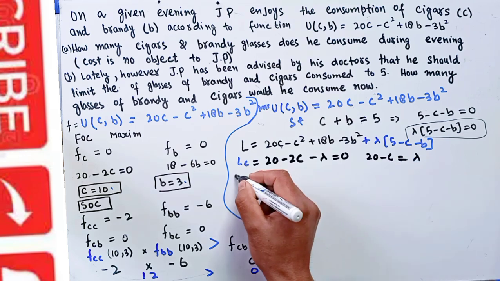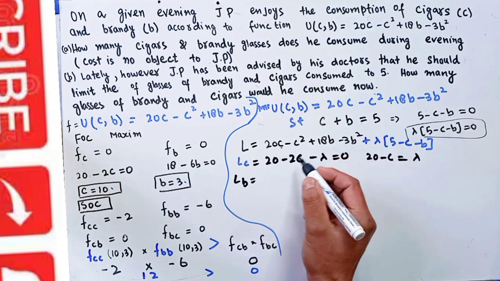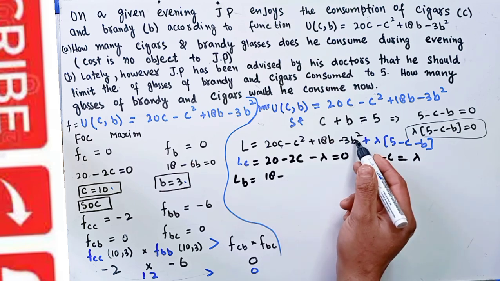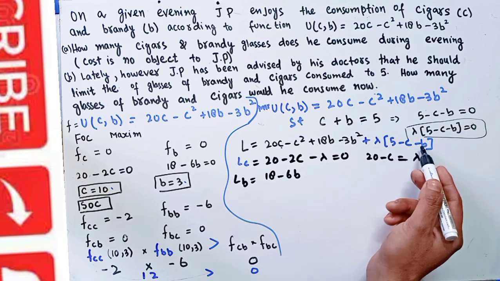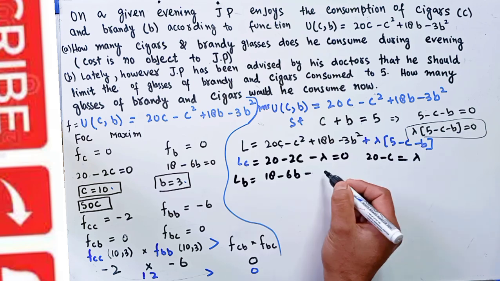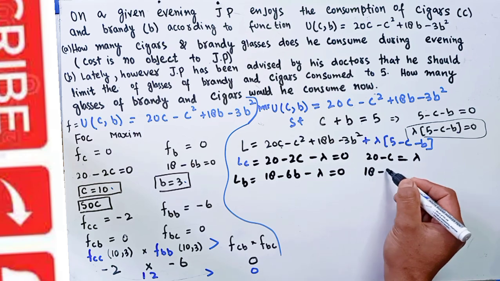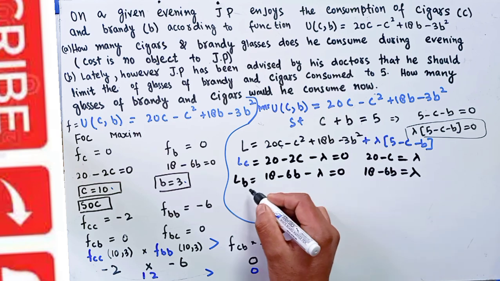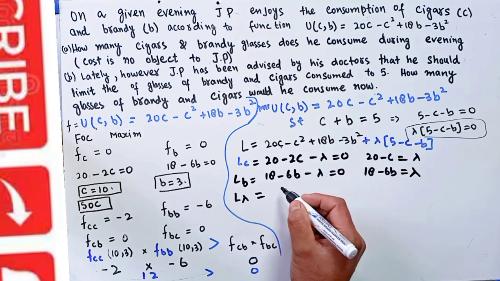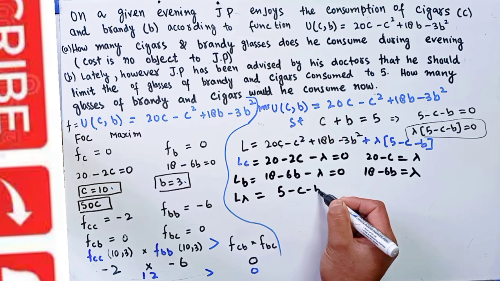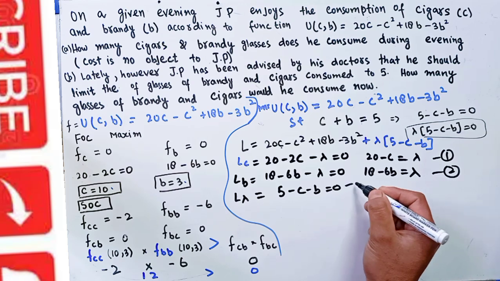Similarly, L subscript b, partially differentiating this function with respect to brandy, we have 18 minus the derivative of b squared, which is twice b, so 2 into 3 is 6b. Then we have minus the derivative of b, which is 1, so we'll be left with minus lambda, and we set it equal to 0. Solving again, we get 18 minus 6b is equal to lambda. Then we partially differentiate with respect to lambda, so the derivative of lambda is 1, and you'll be left with 5 minus c minus b, and we also set it equal to 0. Let us say this is equation first, this is equation second, this is equation third.